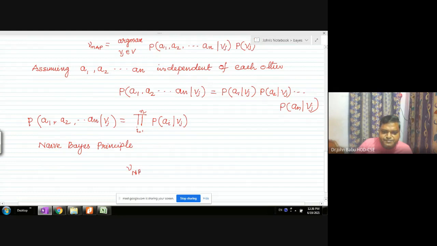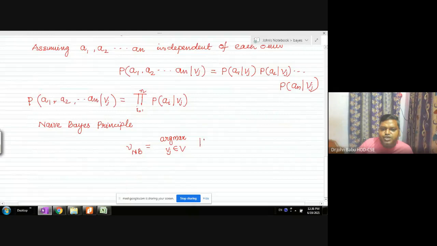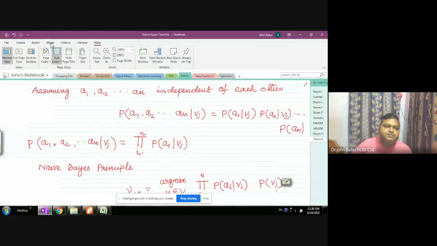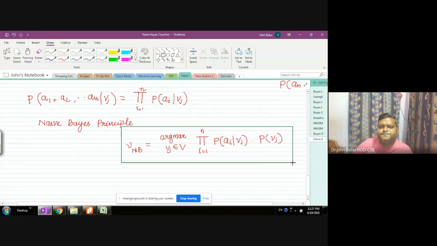V naive Bayes is equal to the maximum over Vj belonging to capital V of the probability of A1, A2, so on, An given Vj, which can be written as the product over i is equal to 1 to n of the probability of Ai given Vj into the probability of Vj. This is called the Naive Bayes principle. Very, very important.